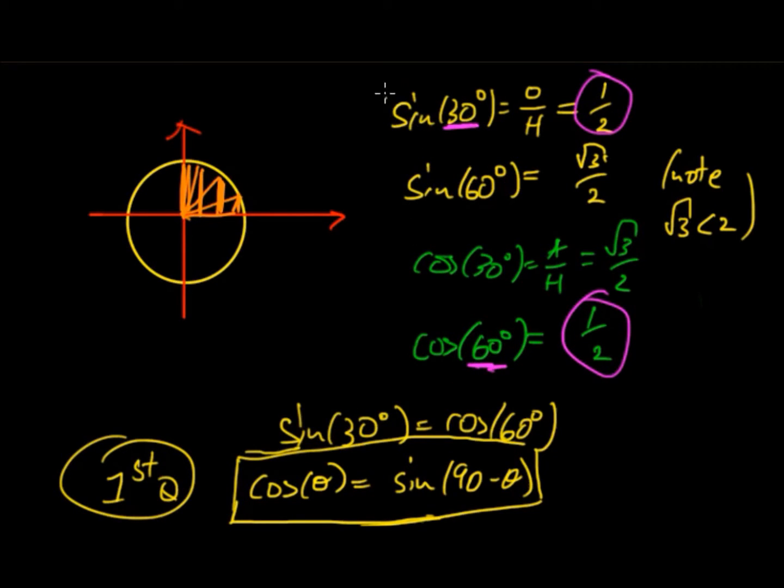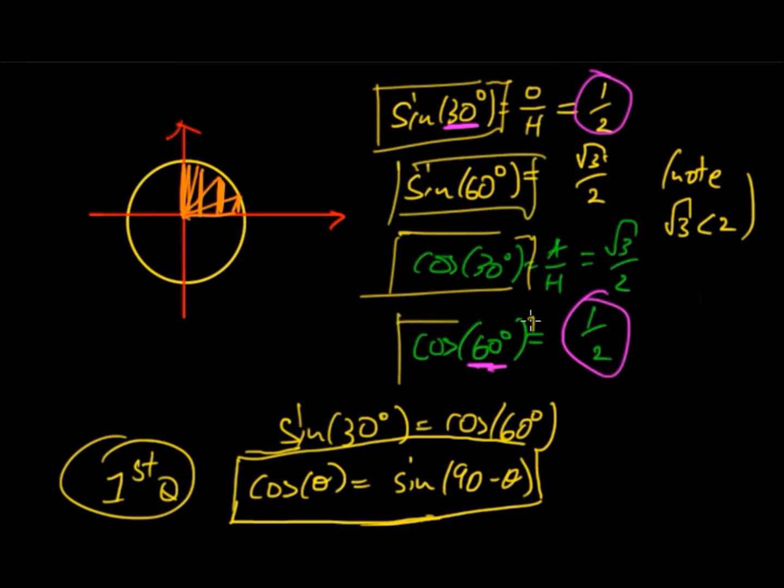So sine 30 degrees and cos 30 degrees either have to be root 3 on 2 or 1 on 2. And I know that cos 30 degrees has to be the bigger one. So cos 30 degrees is equal to root 3 on 2, then sine 30 degrees is equal to a half. Then when you think about sine 60 and cos 60, it has to be, once again, 1 on 2 or root 3 on 2. Sine 60 is bigger than cos 60, so sine 60 has to be root 3 on 2, then cos 60 has to be a half.